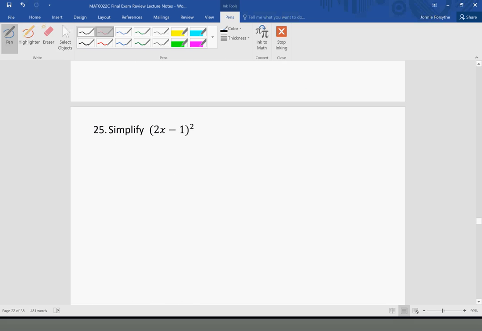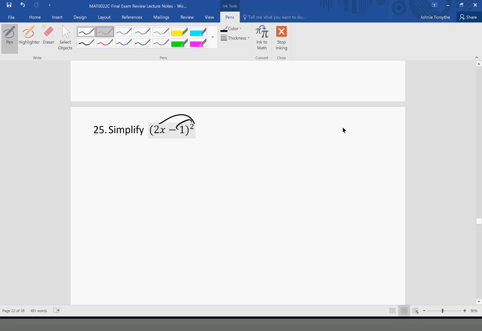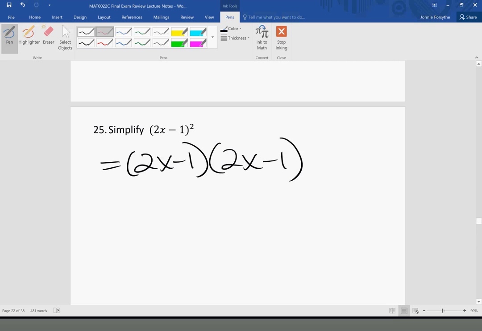Simplify. 2x minus 1, all that's squared. Do not do this. Oh, that's 2x squared, and that's 1 squared. Done. No, don't do that. Okay. I know I'm being extra, but don't do that. So what do we do, Ms. Forsythe? All right, so you are squaring a binomial. So that's actually 2x minus 1 times another 2x minus 1.